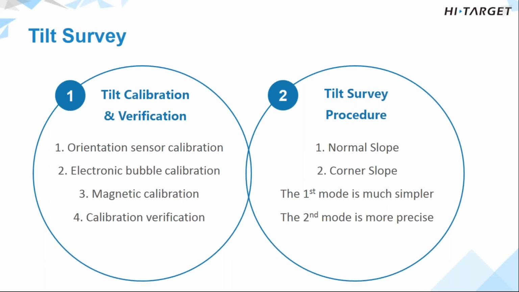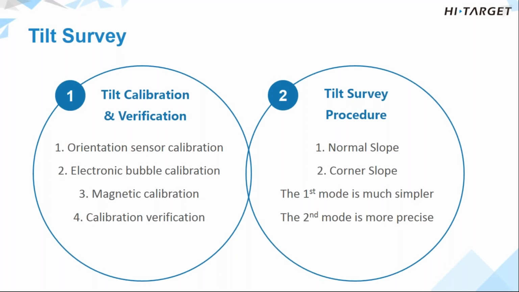For the calibration, there are 4 steps. The first one is the orientation sensor calibration. The second is the electronic bubble calibration. The third is the magnetic calibration. And after these 3 calibrations, you need to do 1 verification to make sure the health survey calibration is successful.